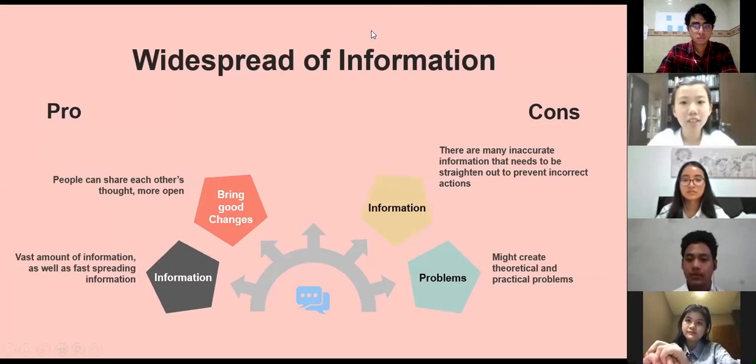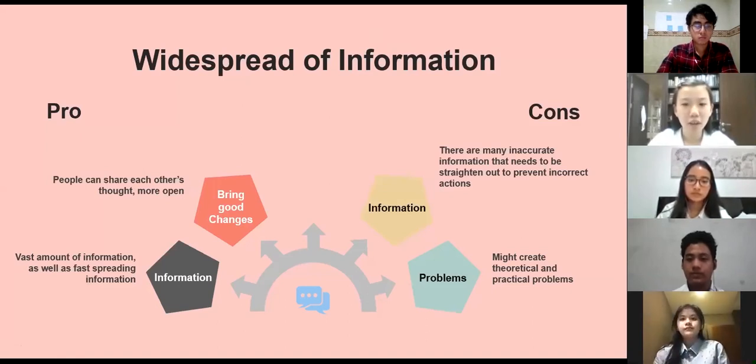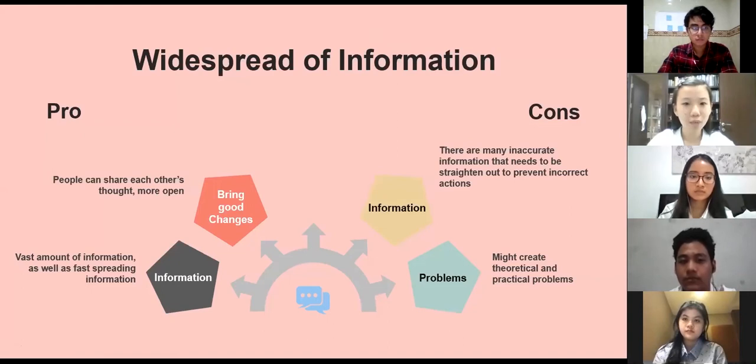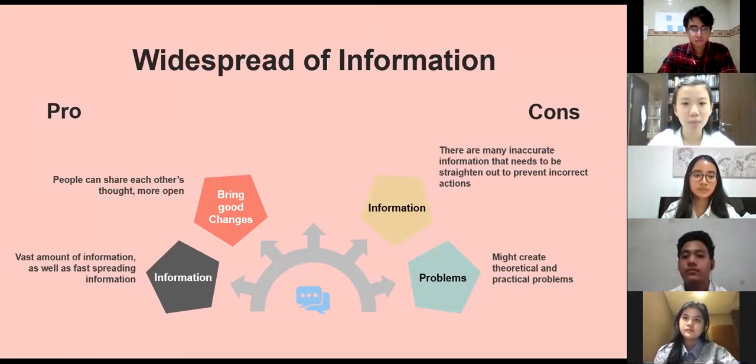Today I'm going to talk about widespread of information. As technologies are getting more and more advanced and widespread of information is getting more global at the moment, there are some pros and cons as a result of widespread of information. So let's start with the pros first. Widespread of information may lead readers to receive a vast amount of information, as well as fast spreading information. Vast amount here means readers can get any information from any sources and can always be up to date about the latest information without waiting for such a long time.